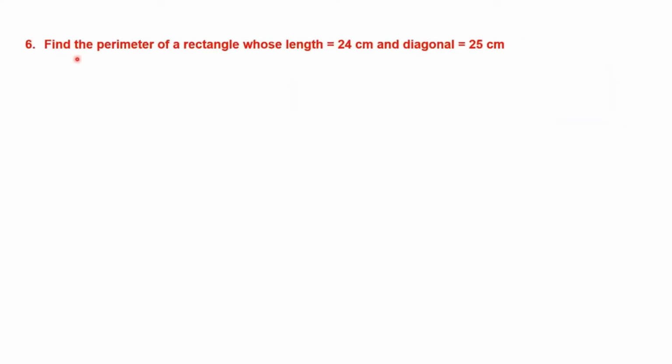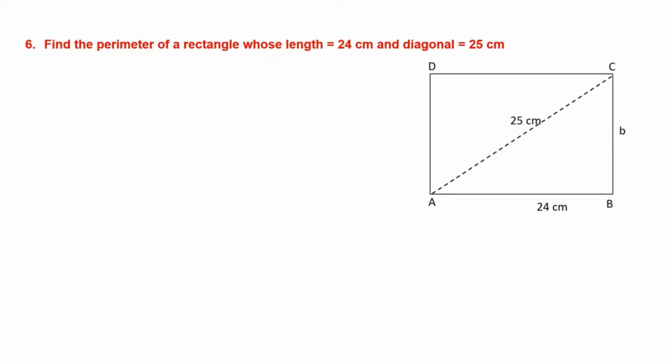Question 6. Find the perimeter of a rectangle whose length is 24 centimeters and diagonal is 25 centimeters. Let's begin. We'll just draw a figure to understand that better. So we have a rectangle here and we have the length as 24 centimeters and the diagonal is 25 centimeters, and we have written breadth as B. Now we need to find the breadth because to find the perimeter you need both length and breadth. So first we need to find the breadth and then we can find the perimeter.